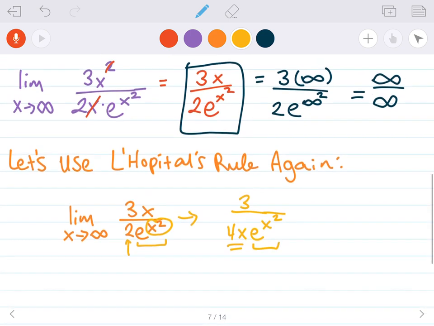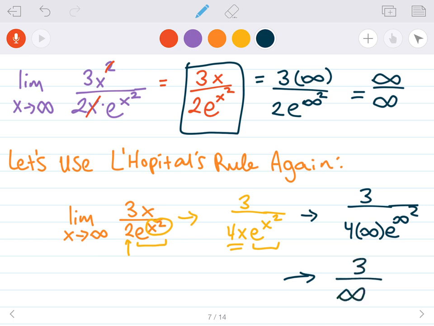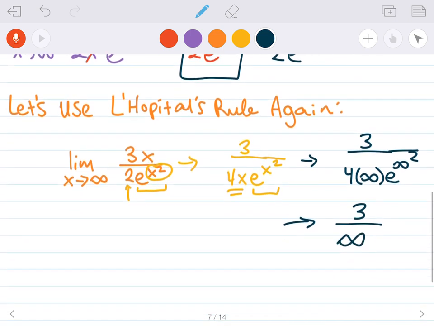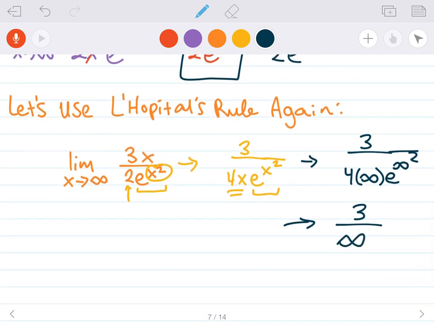Okay, so if I plug in infinity, well, let's see. I get 3 over 4 times infinity times e to the infinity squared. So the bottom is getting arbitrarily huge, while the top is staying at 3. So we end up getting something like 3 over infinity. And if we have a constant numerator and a bottom that's getting huge, this whole fraction is going to 0. So that's my answer here, 0.